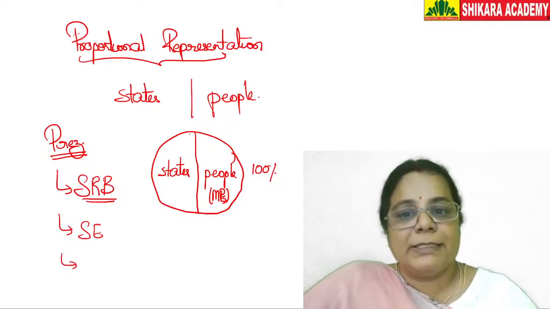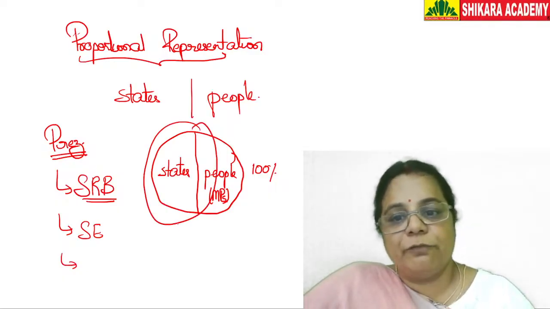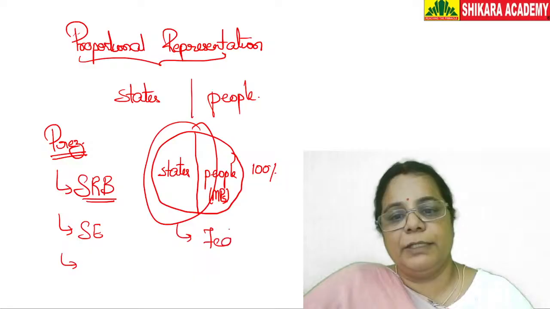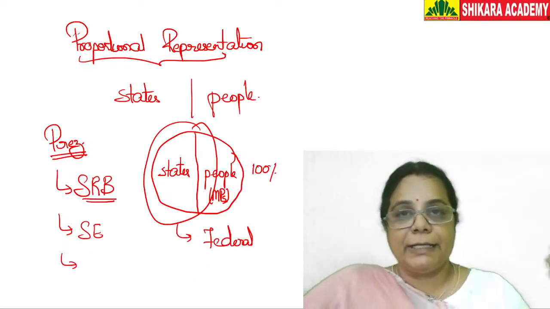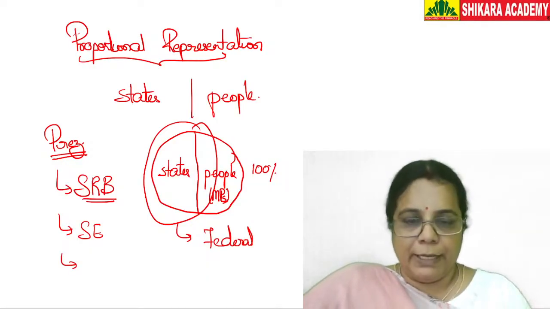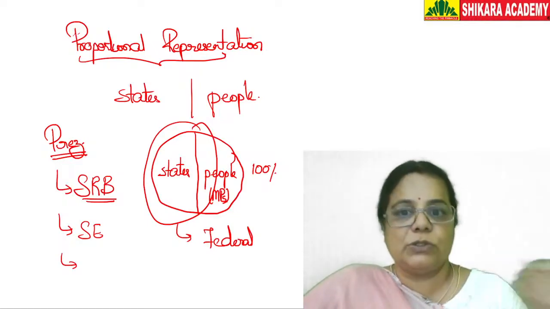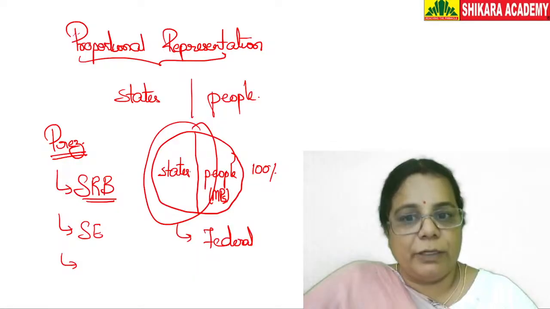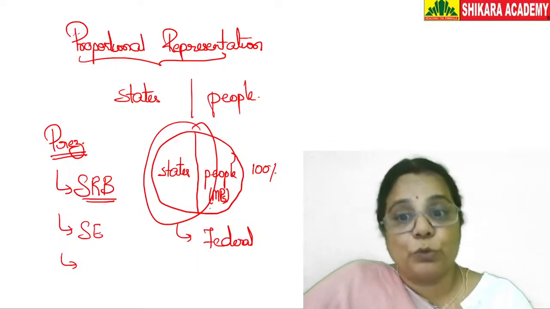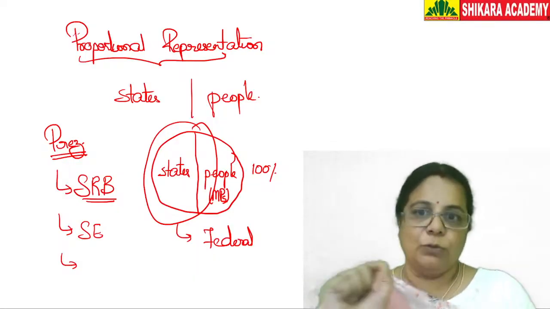In a way, this is also a feature of the federal form of government in India, because in electing the head of the country, the states are also represented. The states also have a role. So it is a feature of the federal form of government. This is about proportional representation. Now, how is this ensured?